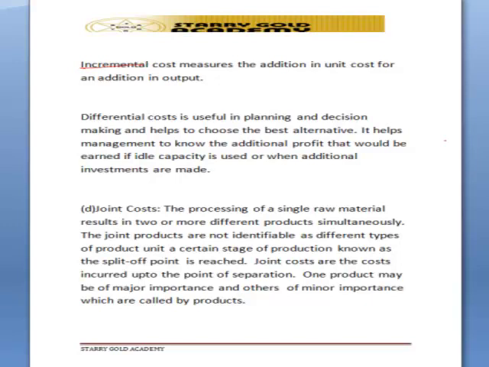Another cost under analytical purpose is what we call incremental cost. Incremental cost measures the addition in units for an additional output. That is what we mean by incremental cost. So this is also another form of differential cost. This cost need not be the same at all levels of production. It is usually expressed as a cost per unit, whereas the differential cost is measured in total. So that is the little line of difference between incremental and differential cost.